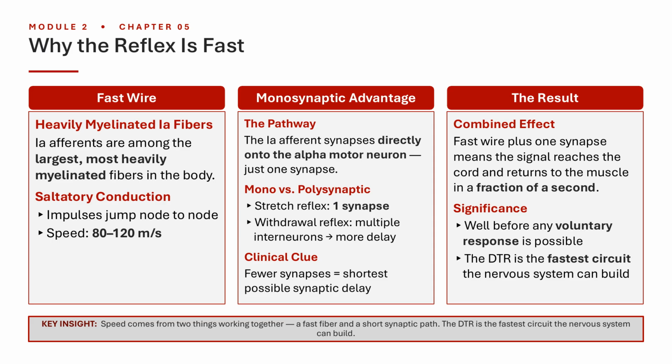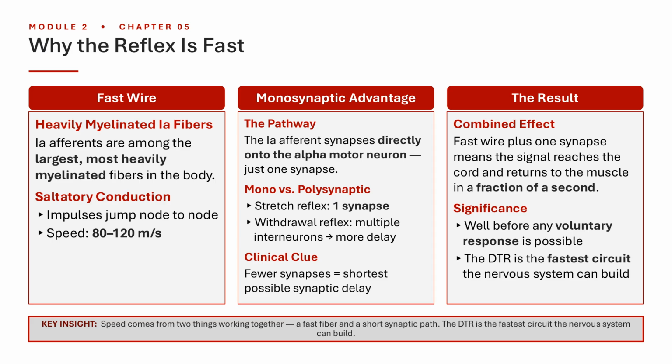That is fast. To put it in perspective, that signal can travel the full length of your leg in under 10 milliseconds. Second, the synaptic shortcut. The Ia afferent makes a single direct synapse with the alpha motor neuron. No interneurons, no intermediate steps. Each synapse introduces a delay, typically 1 to 2 milliseconds. The stretch reflex has exactly one synapse. The withdrawal reflex, by comparison, routes through multiple interneurons and is correspondingly slower.